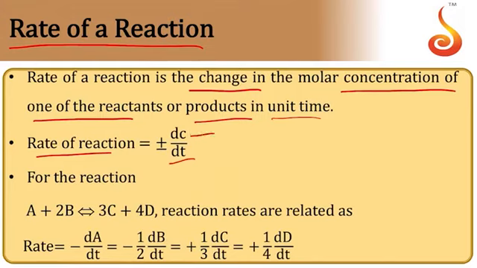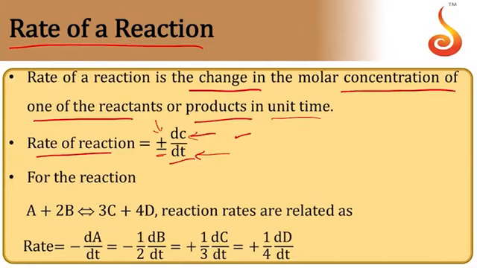Here dc stands for the change in the concentration and dt stands for the time interval. Coming to the plus or minus sign: as the time runs, the concentration of reactants gets reduced, therefore minus sign is used with respect to reactants. And as the time runs, the concentration of products increases, and therefore plus sign is used with respect to products.